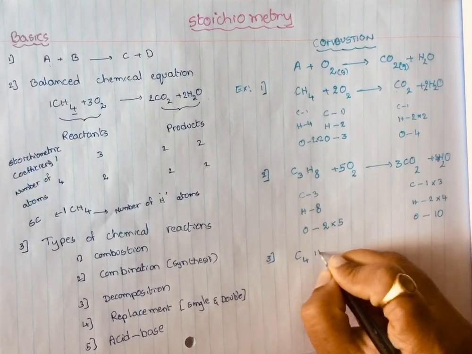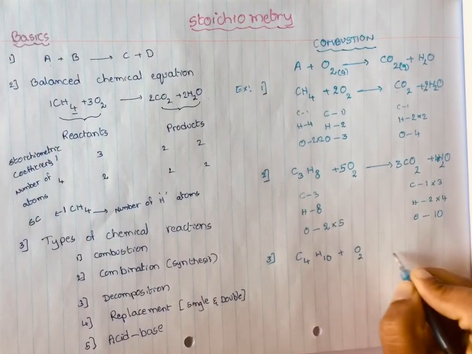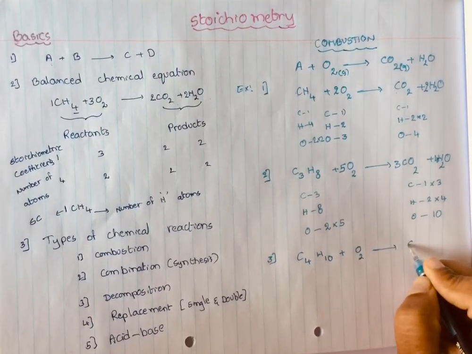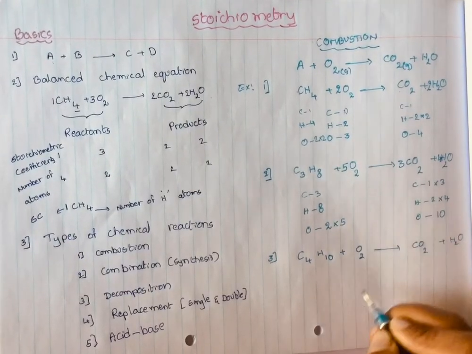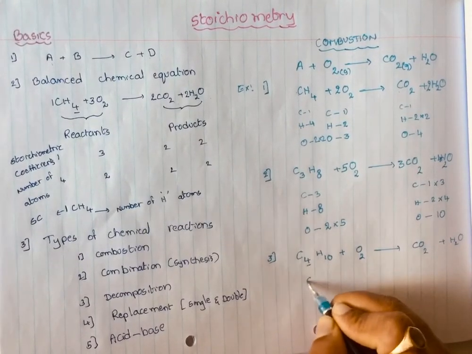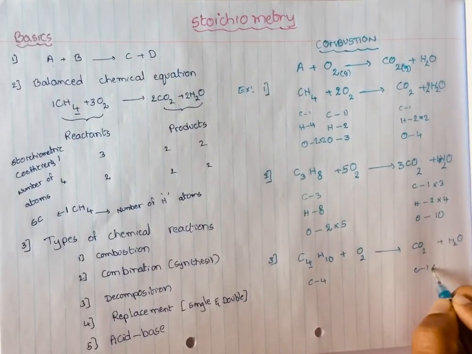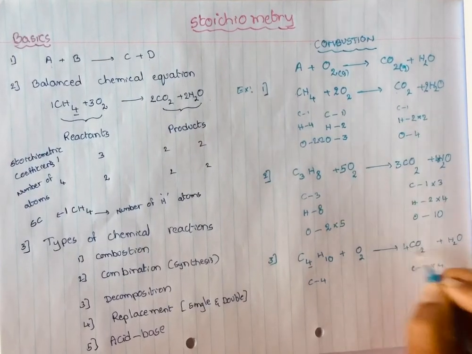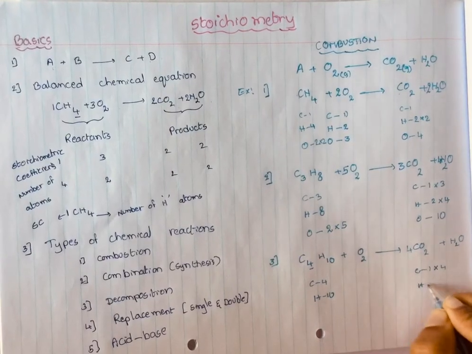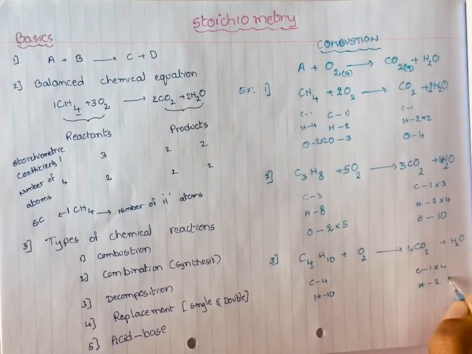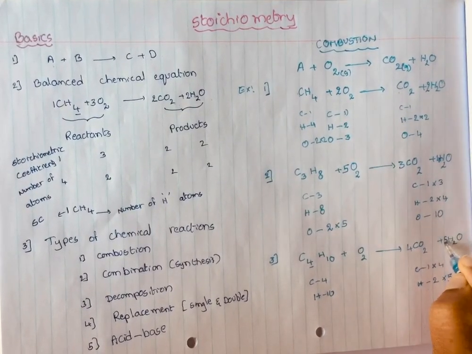Similarly, if I take butane, C4H10, combustion reaction. It undergoes combustion and gives carbon dioxide and water. How can I balance it? First, I need to balance carbons. Carbon 1, 4, 1, so I should multiply with 4. Next, hydrogens: 10 here, and in the products only 2. How can I equate? 2 times 5 equals 10, so I should write 5.